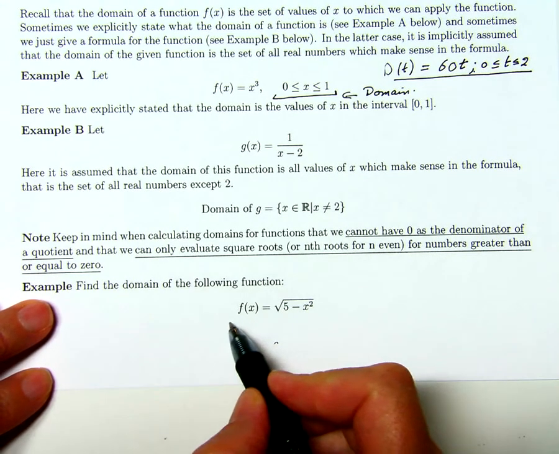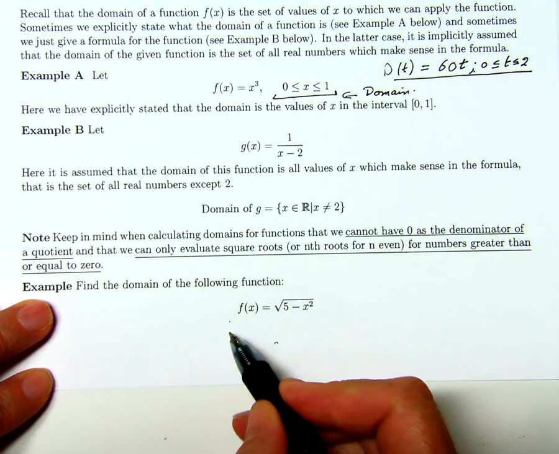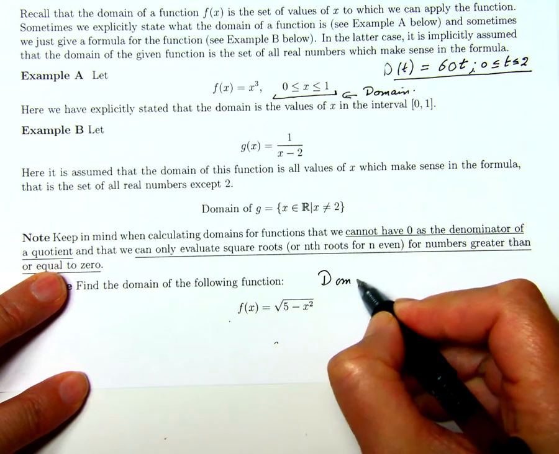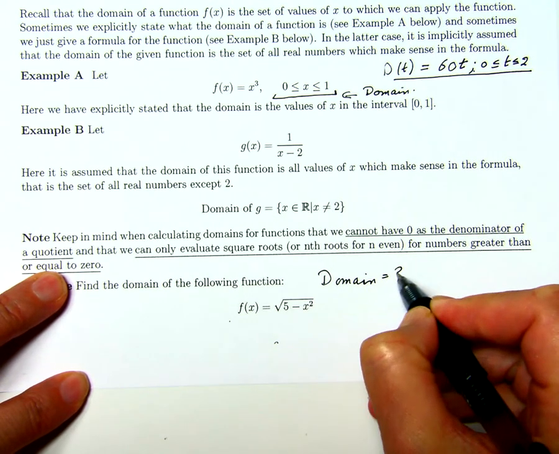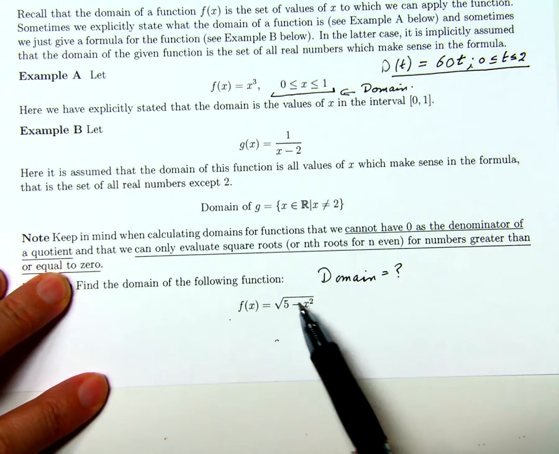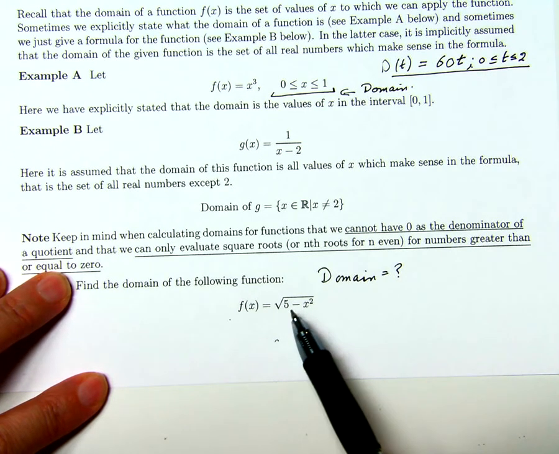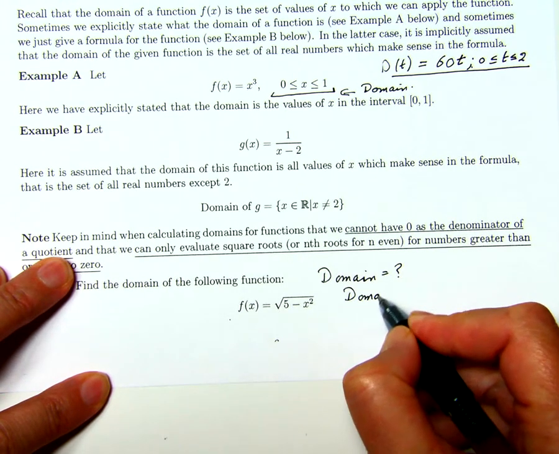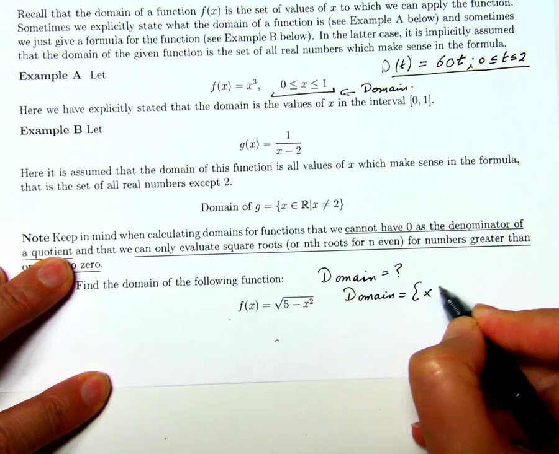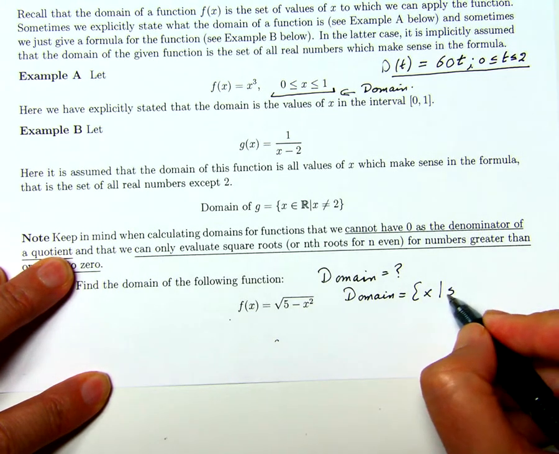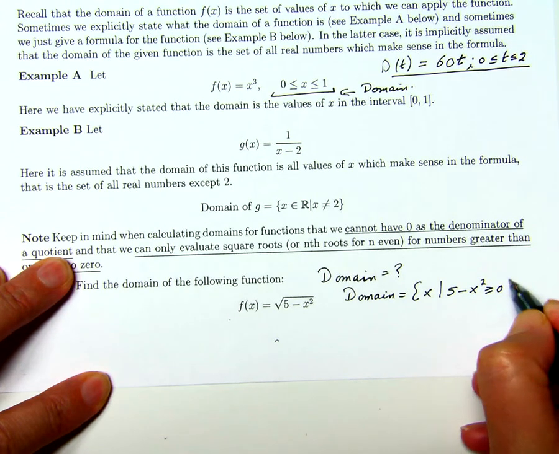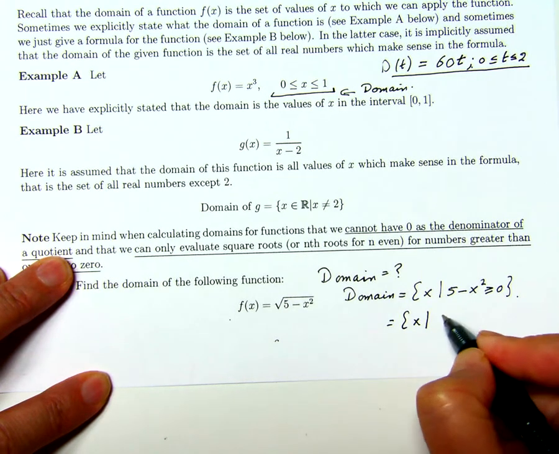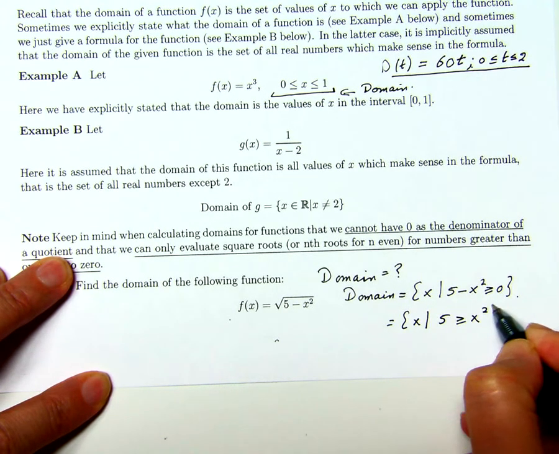So for example, suppose we're given this function. The domain is not explicitly stated, so we'd like to know what the domain of this function is. Well, this formula will make sense as long as what's under the square root sign is greater than or equal to 0. So the domain is the set of all x values so that the formula makes sense. So that is, so that 5 minus x squared is greater than or equal to 0. And that's the set of all x so that 5 is greater than or equal to x squared.